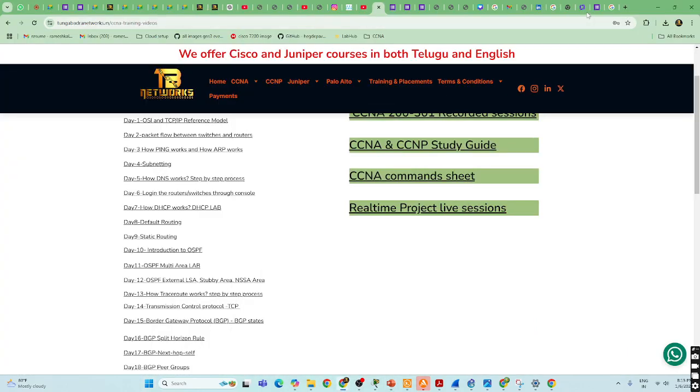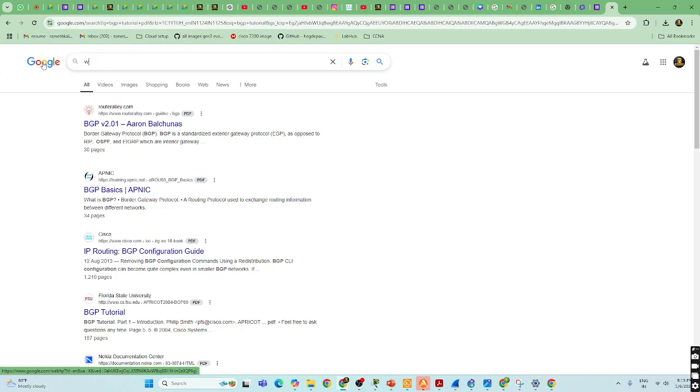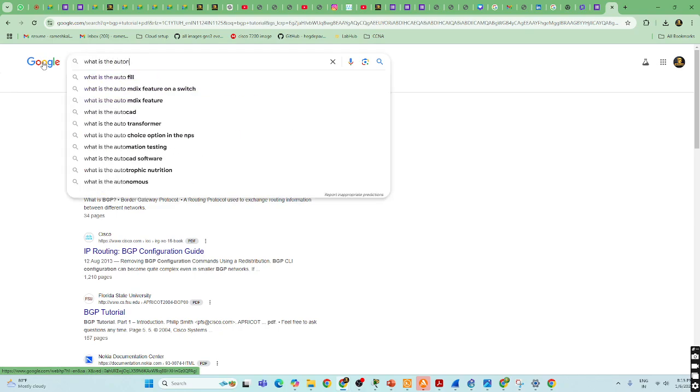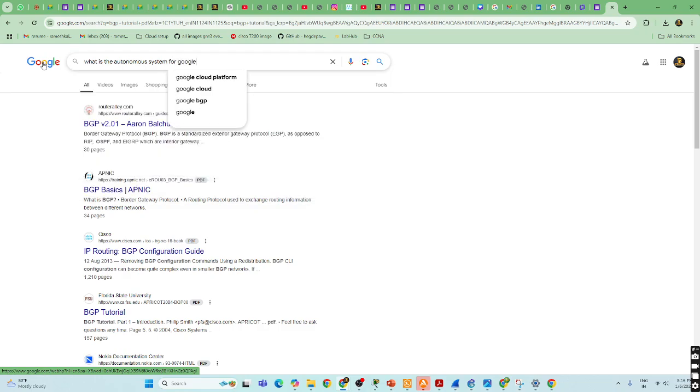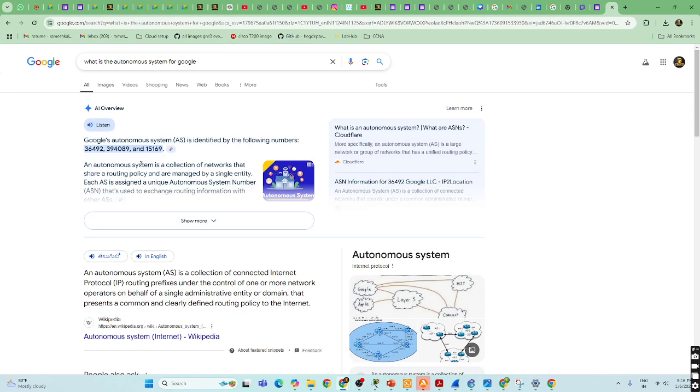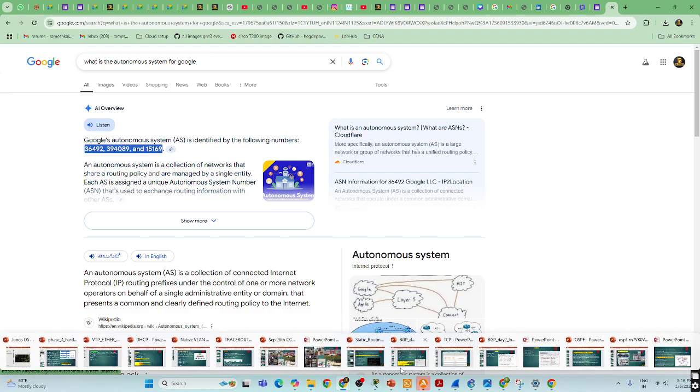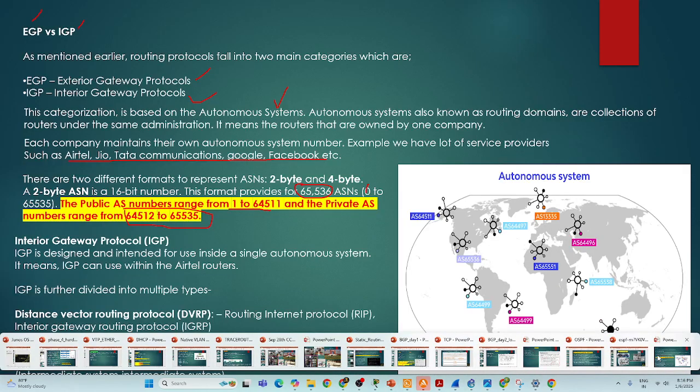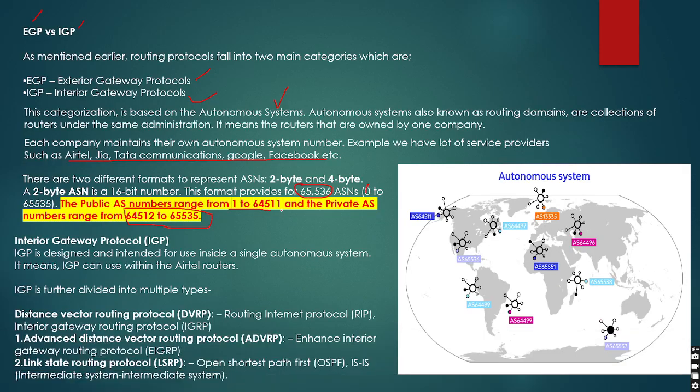What is the autonomous system number for Google? Let's check. See, these are the autonomous system numbers for Google. Each and every company will have an autonomous system number to represent their routing information, since everyone uses routing protocols. In their routing platform, you have to represent it.